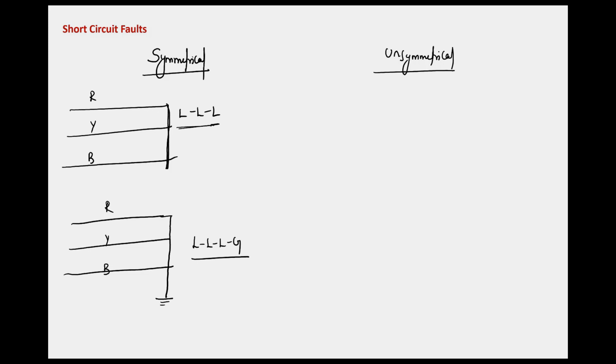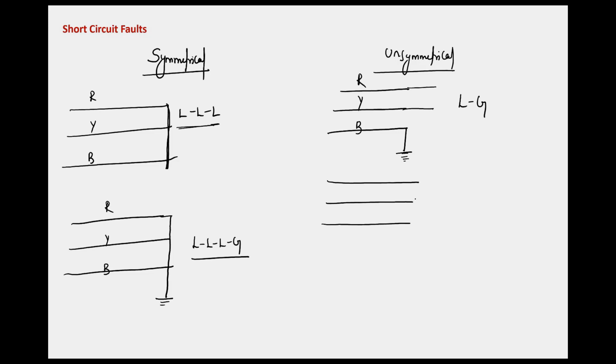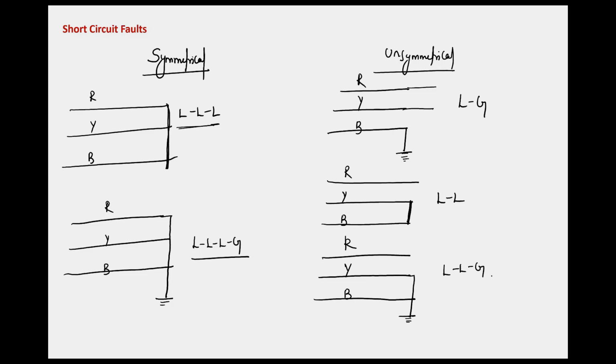Okay. Next, the unsymmetrical faults. If one of the conductors is touching ground and the remaining two conductors are intact, then it is called LG, single line to ground fault. The second one is, if there is a short circuit between any two conductors, then it is called line to line fault. Third one is, there is a short circuit between two conductors and these two conductors are in turn touching the ground, then it is called LLG fault. So these three are the unsymmetrical or unbalanced faults, whereas these two are the symmetrical faults.